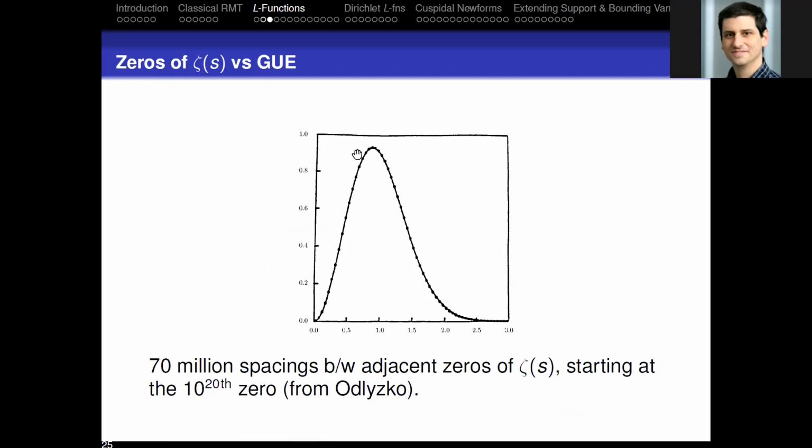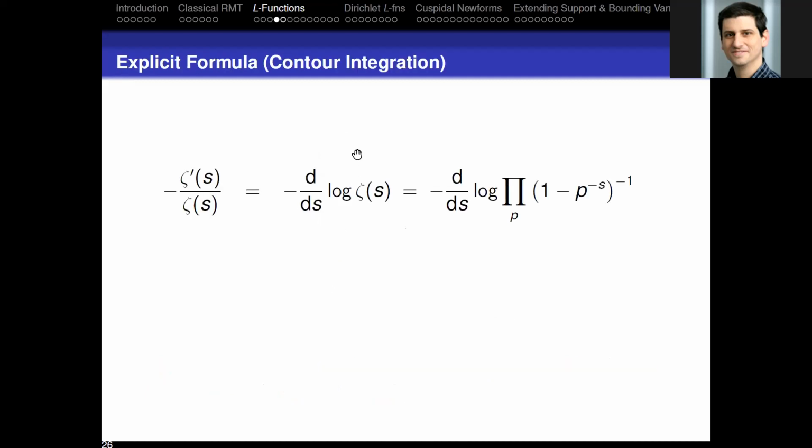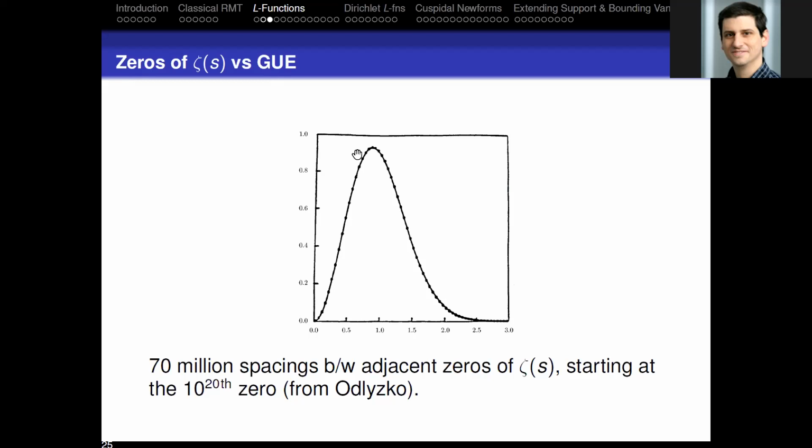And so as an example of just how good the agreement is between the two subjects, here is some numerics from Andrew Odlyzko looking at 70 million spacings between adjacent zeros of zeta, starting at the 10 to the 20th zero. And you see phenomenal agreement between what he observed for zeta and what you observe when you look at the eigenvalues of the Gaussian unitary ensemble. So next slide.